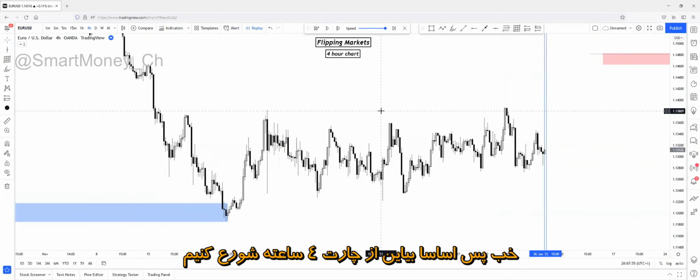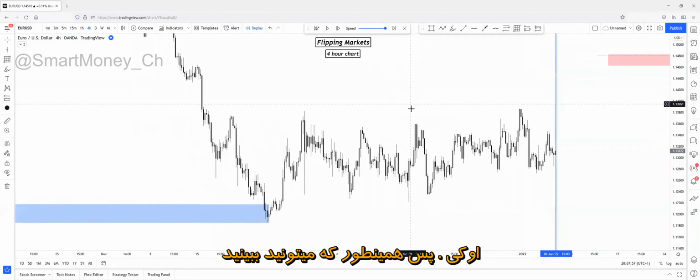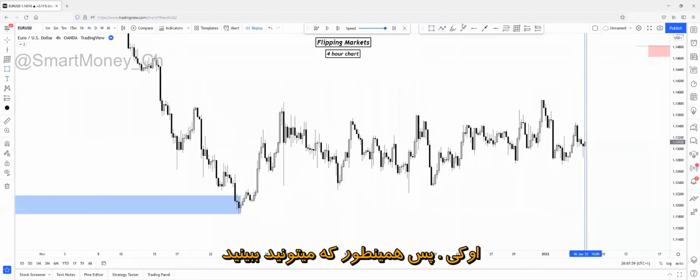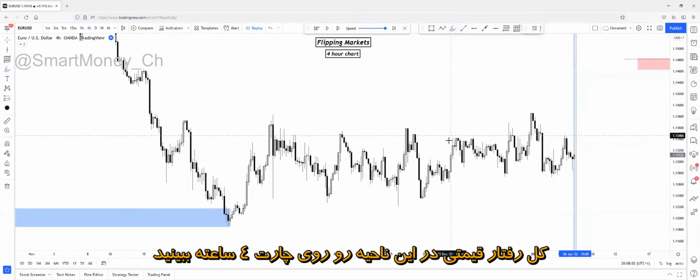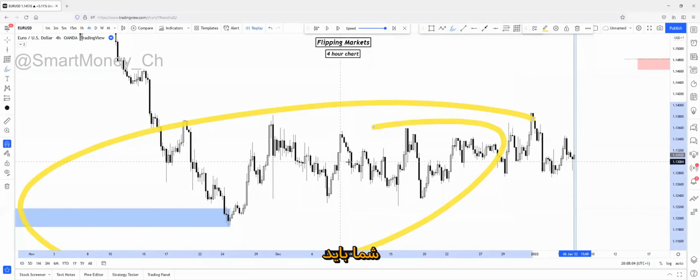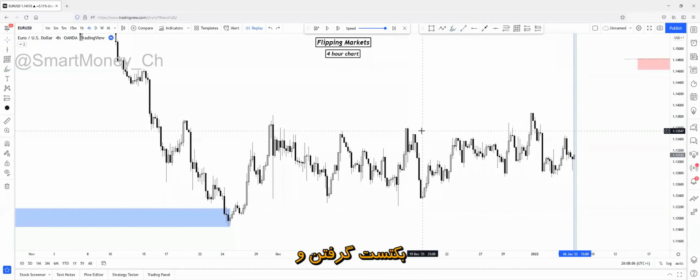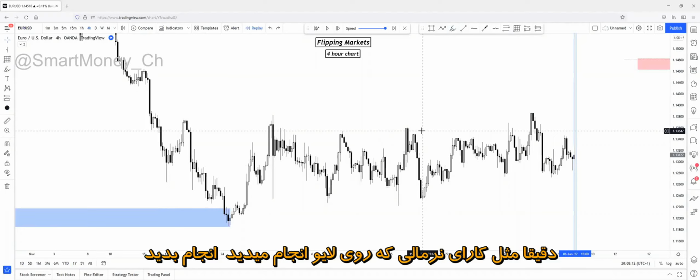So basically, let's just start on the 4-hour chart. Okay, so as you can see, let's watch all of the price action in this region on the 4-hour chart. You have to treat your backtesting, you have to treat your forward testing just like your live session. So basically, you have to do everything just like you normally do in the live sessions.